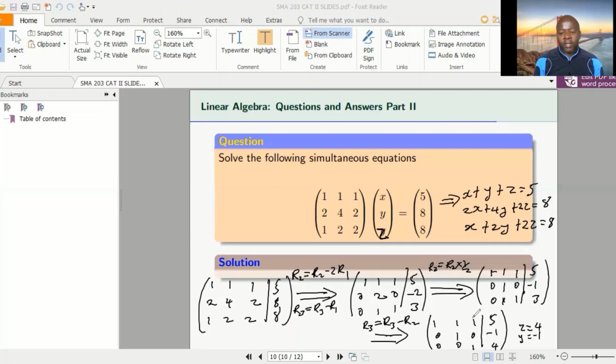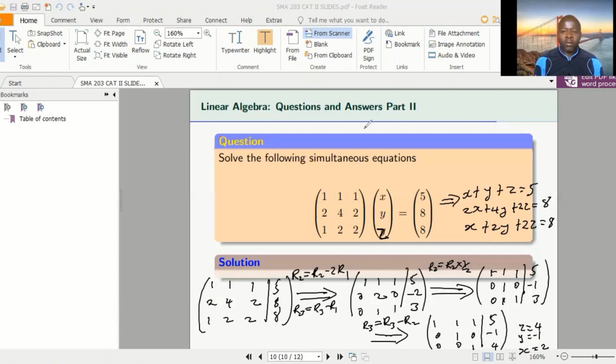And so if z is 4 and y is negative 1, what we have in equation 1 is x plus y plus z is equal to 5. But y is negative 1, z is 4. Those two give us 3, so that x becomes 2.